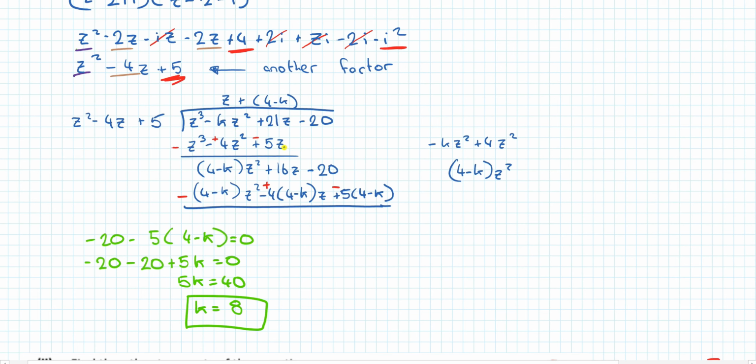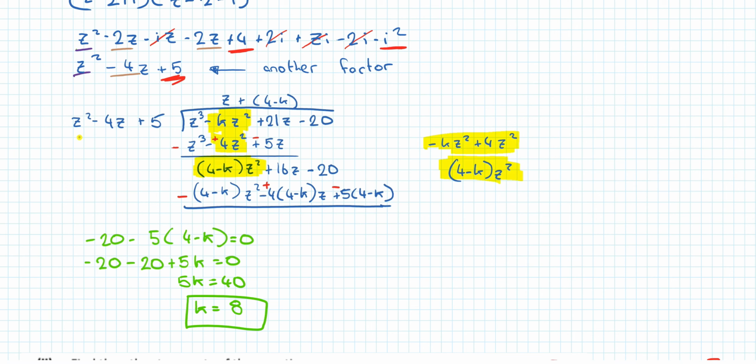Next line in long division is to change the signs. Okay, well, part of it gets a bit funky. z cubed minus z cubed, fine. Minus z squared plus 4z squared. Do that in rough work. Minus z squared plus 4z squared gives 4 minus k z squared if you just factorize out what we can, which leads to this line here. 21z minus 5z is 16z, bring down the minus 20.